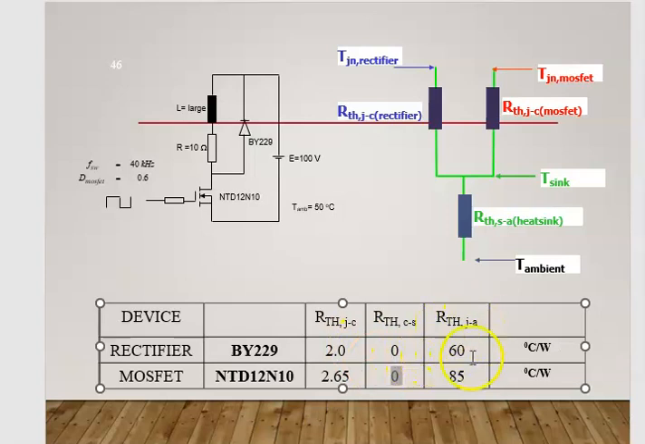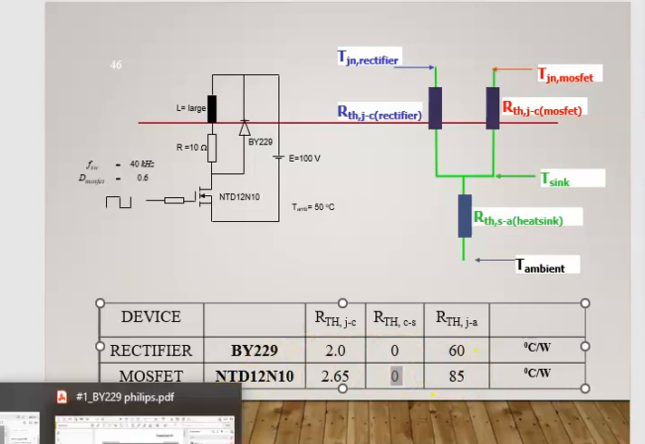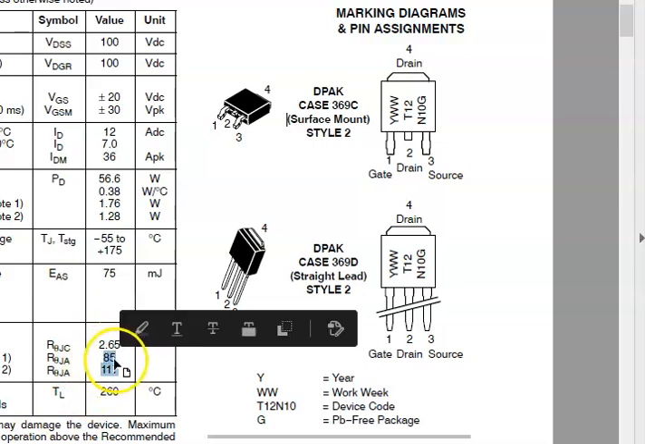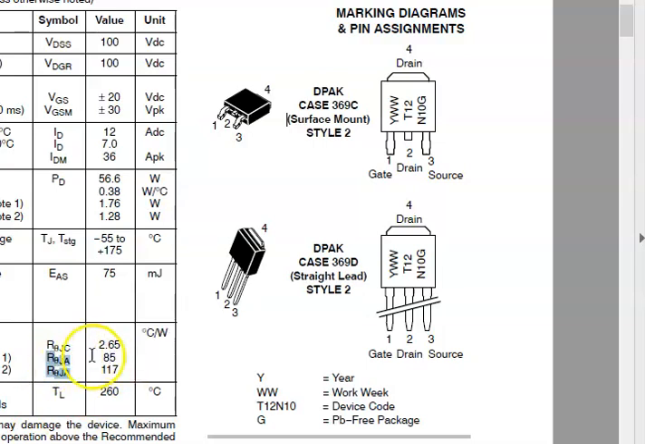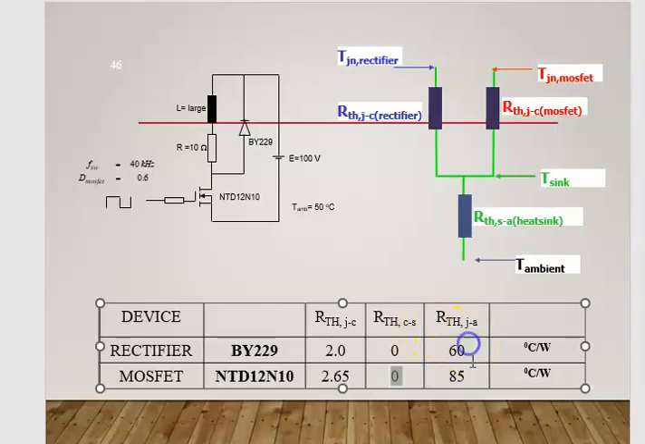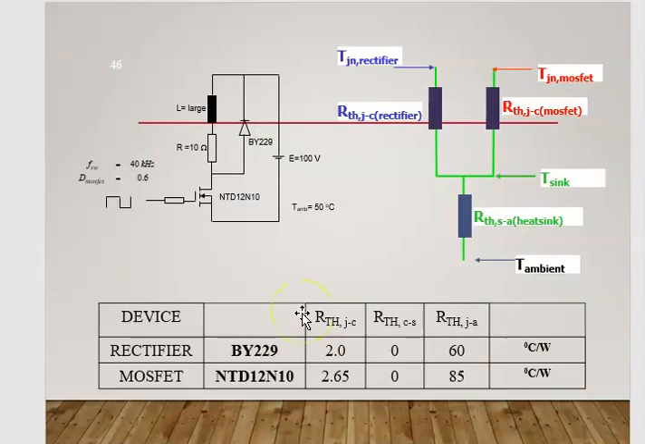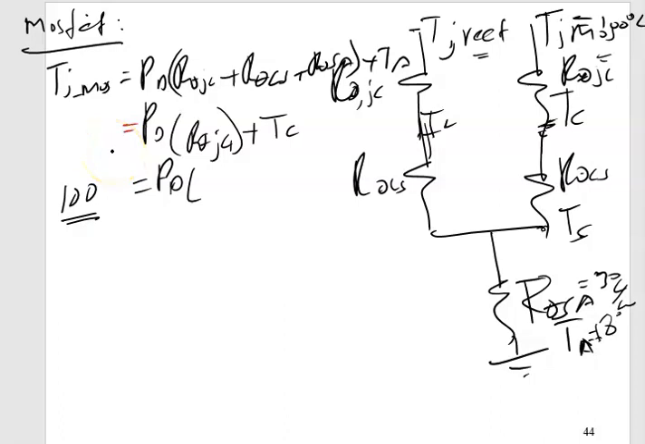Meanwhile, thermal JA is the value that we just mentioned. If we don't use any heatsink, this will be the value 2.65 and 65. Okay, so this is how you read your datasheet. So come back to here. So 2.65, because we are going to use the heatsink, plus thermal CS.